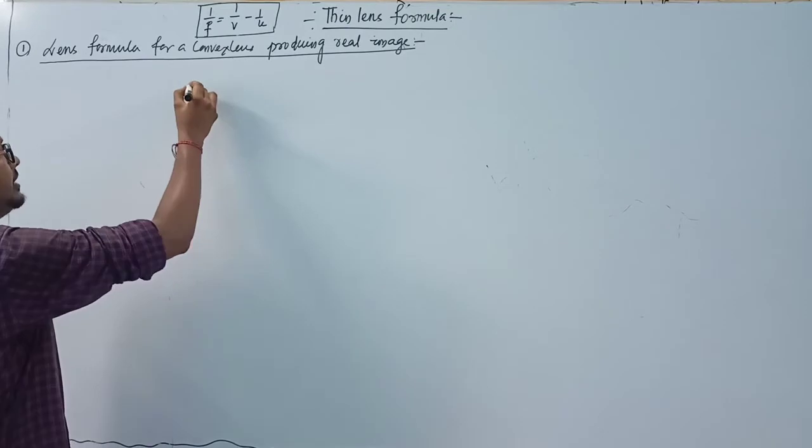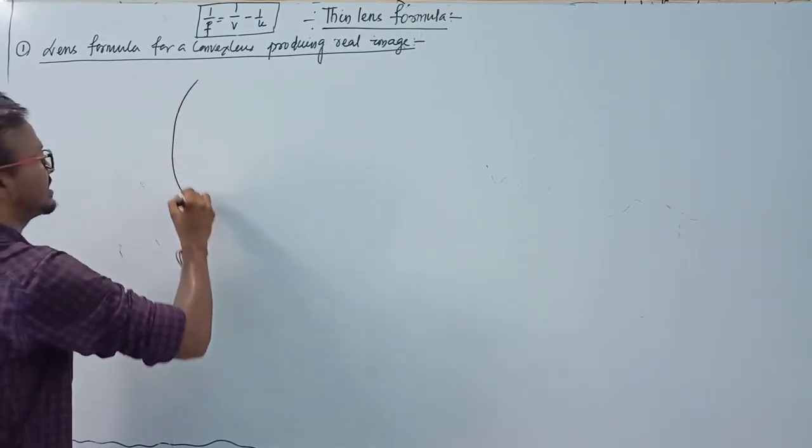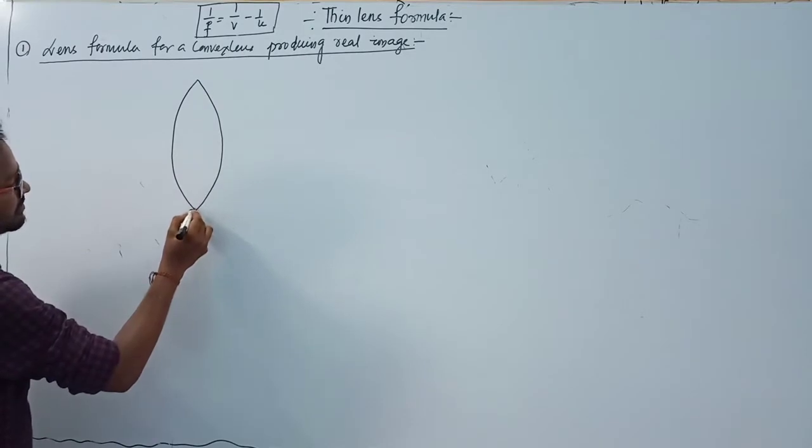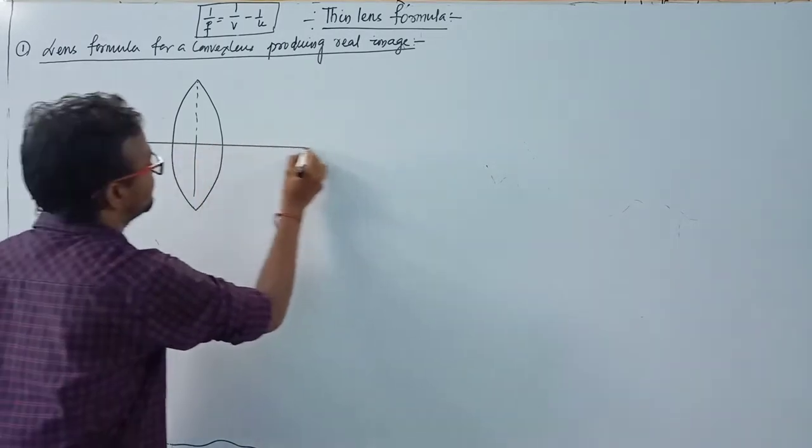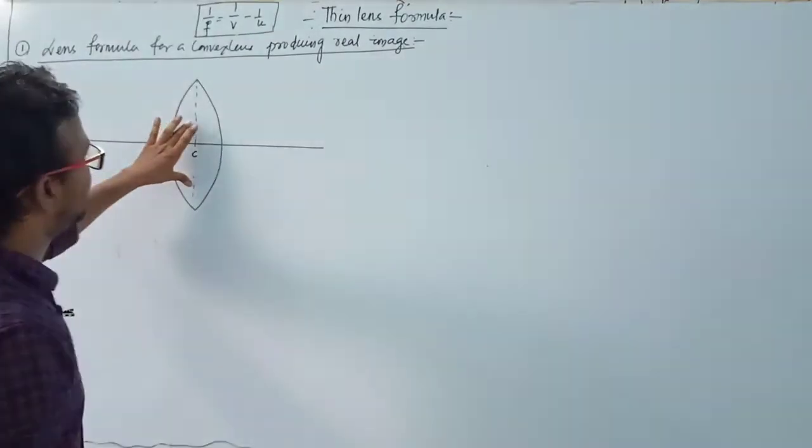Suppose we have a convex lens like this, and this is the principal axis, and this point is known as the optical center C. All the distances are measured from this point for a thin lens. Next, suppose the two curved surfaces are similar, that means their radii of curvature r1 and r2 are equal: this is r and this is also r.